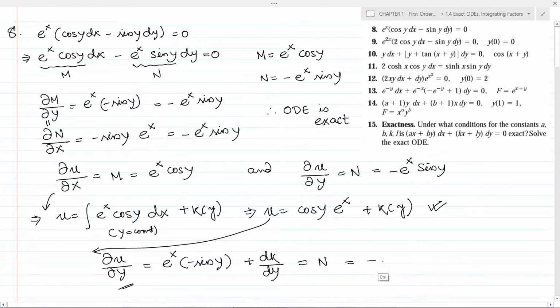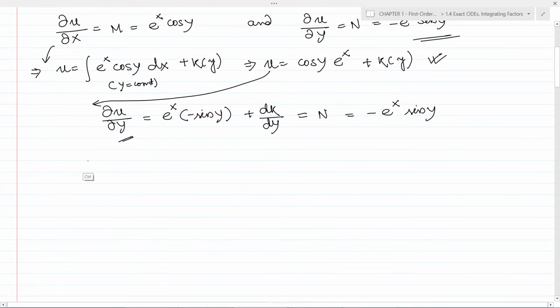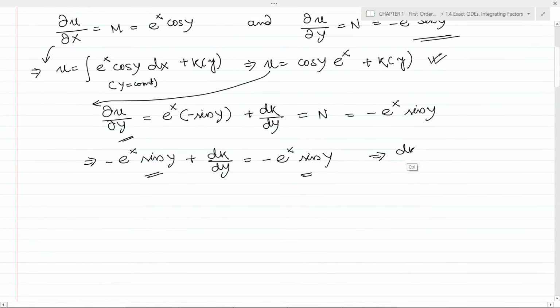And this del u by del y is equal to N, which is equal to minus e to the power x sin y from here. Now from here we can write minus e to the power x sin y plus dk by dy equal to minus e to the power x sin y. This term and this term are equal, which implies dk by dy equal to 0, which implies k equal to a constant, let us say C1.